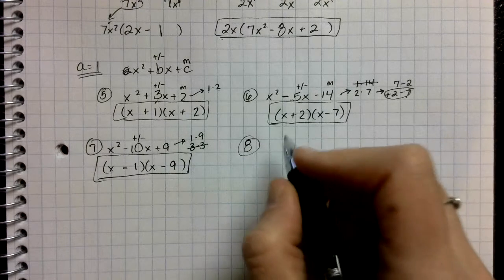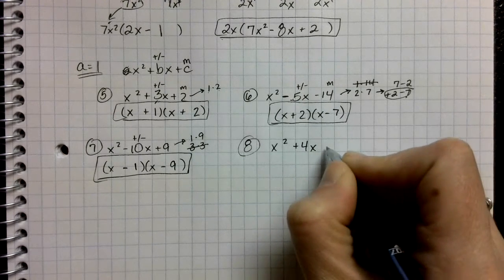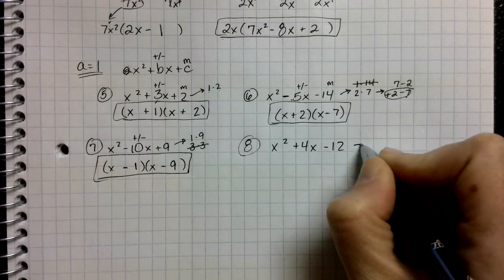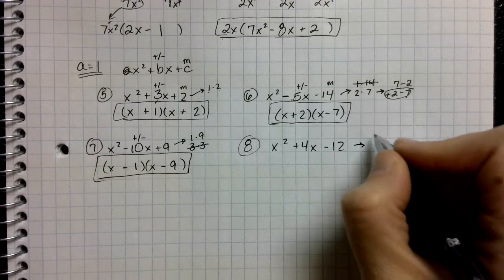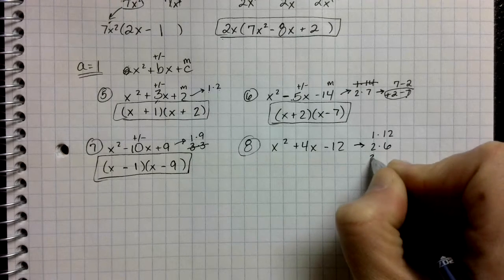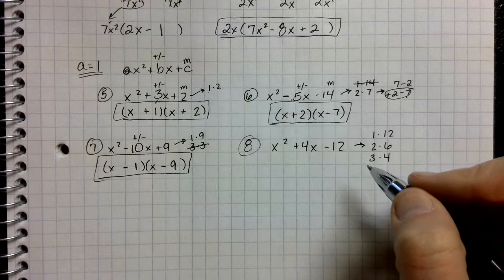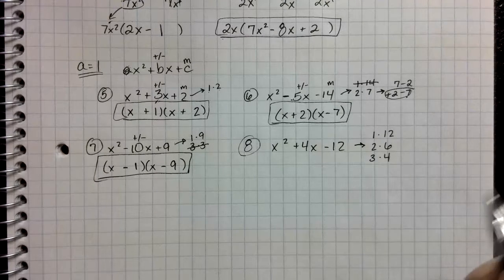So one more of these. X squared plus 4x minus 12. The problems do tend to get a little bit harder when you have more factors. 12, for instance, has 3 pairs of factors. So this might be where your multiplication chart's going to be helpful.